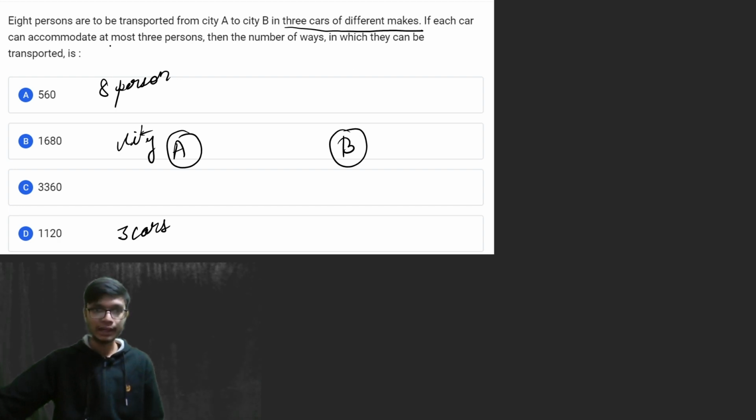And if each of the cars can accommodate at most 3 persons, find the number of ways in which this can be transported. So this problem can also be done by forming the equation.